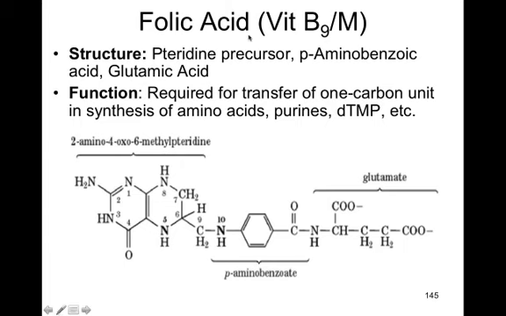One of the more important vitamins, not to undermine the importance of others, but especially for women and more so for pregnant women, is folic acid or vitamin B9. The structural components of vitamin B9 is you have a pteridine precursor, which is a ring that has a pteridine ring to it. You have para-aminobenzoic acid, abbreviated as PABA, and you can have one or more glutamic acid residues to make up folic acid.